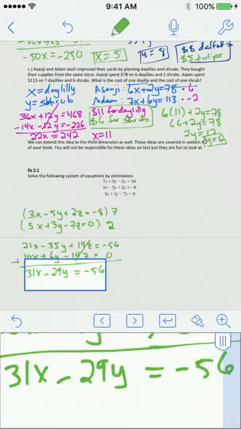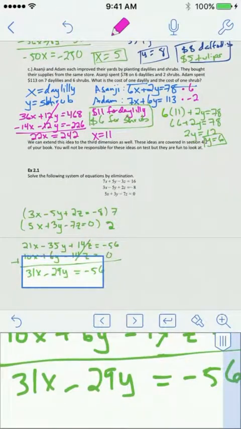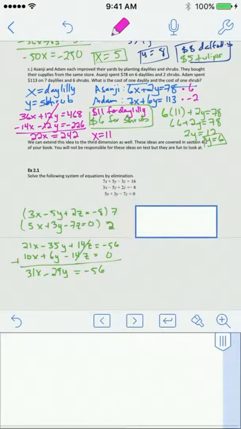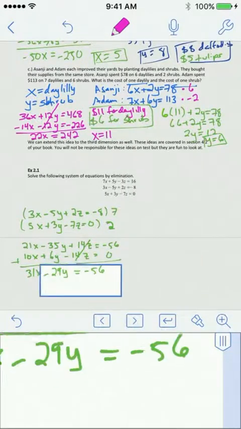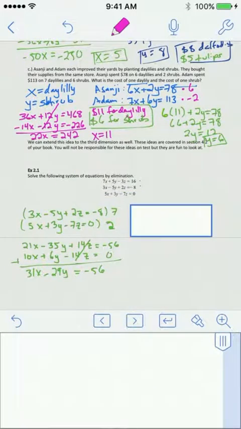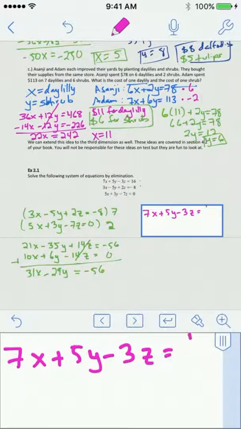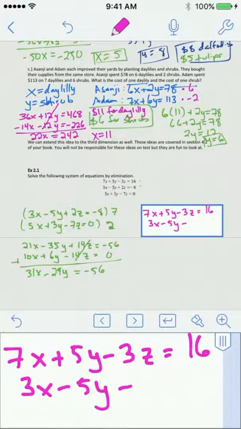I'm going to do the same process again with 2 different equations, and I'm going to do it over here in a different color. Unfortunately, I still have 2 variables, so I can't just go ahead and solve from here. I have to do an elimination of z over here, and then I can use both of those equations. So let's do an elimination of z. I think I'm going to do the first one and the second one. So 7x plus 5y plus 3z equals 16, and 3x minus 5y plus 2z equals negative 8.